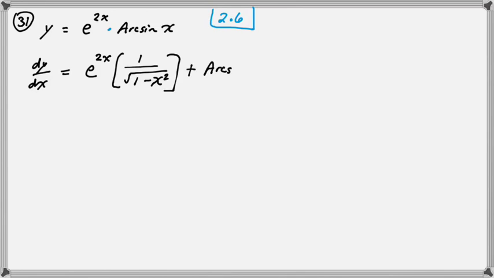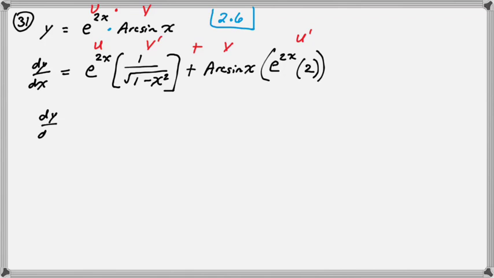Bring down the arc sine of x times the derivative of e to a power, which is e to the same power times the derivative of the power. So what I've done here is a product rule. U times v becomes u v prime plus v u prime. Again, that's a product rule.